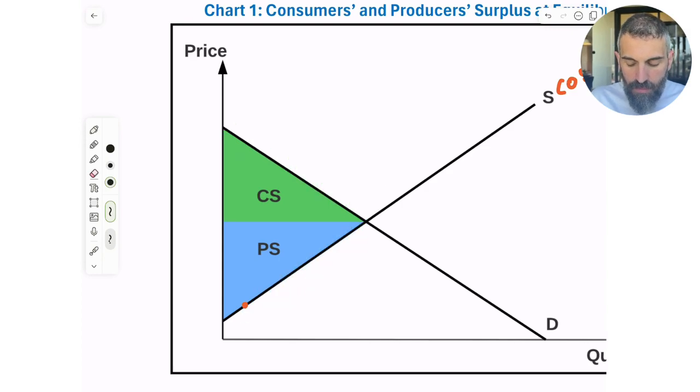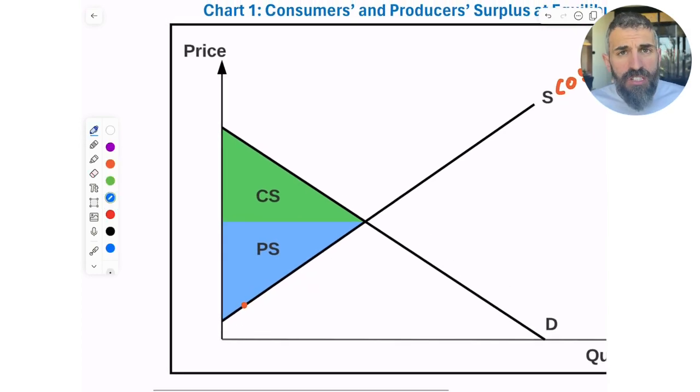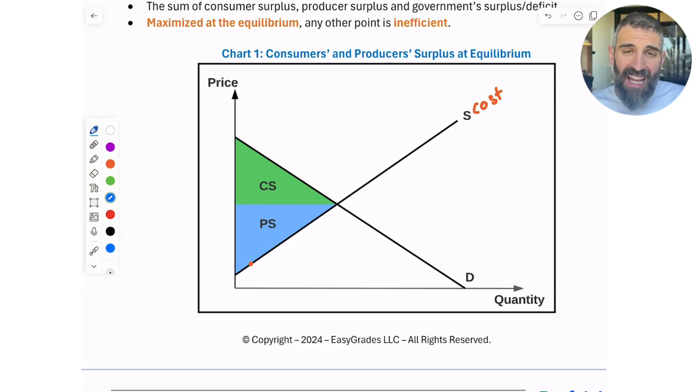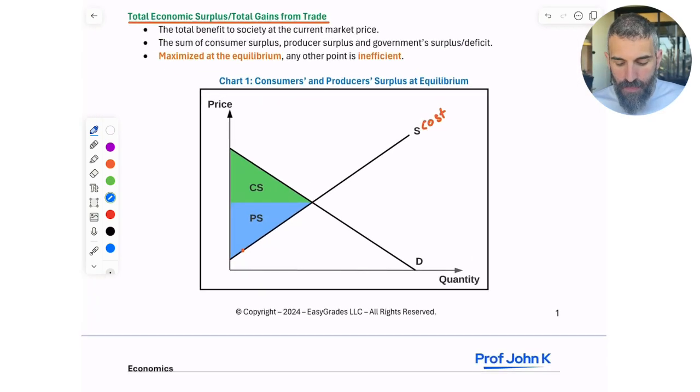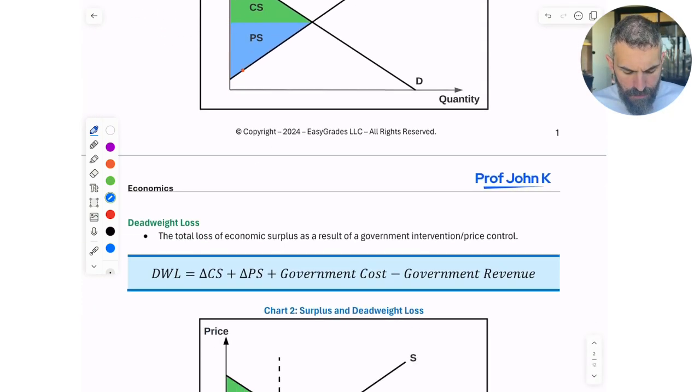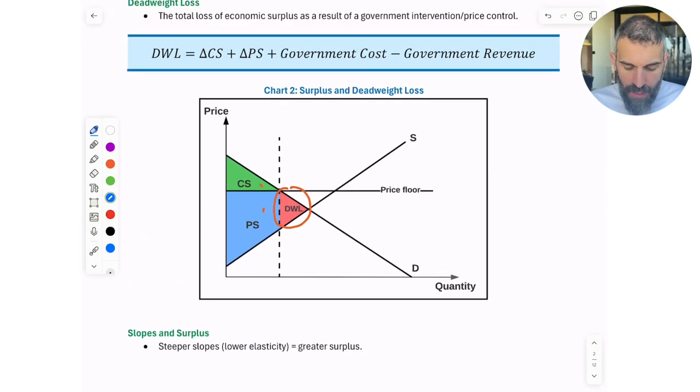So it's just something to know that the more inelastic the demand or the supply, the larger the surpluses are, both producers' and consumers'. Okay. This lesson is mainly about being able to calculate consumer surplus and producer surplus, and then knowing how different price controls or government interventions will affect that.